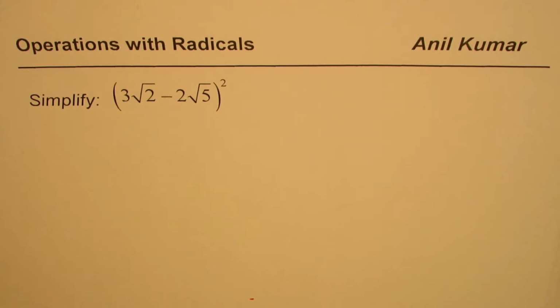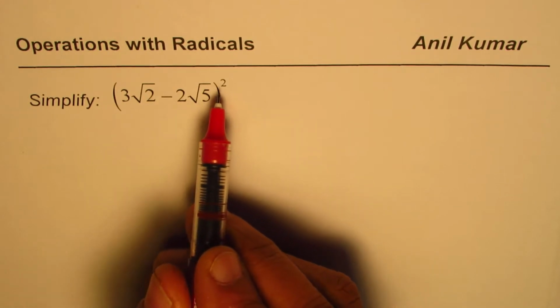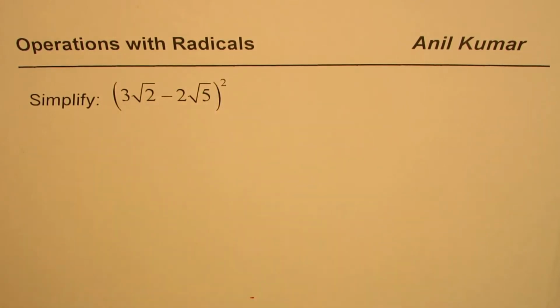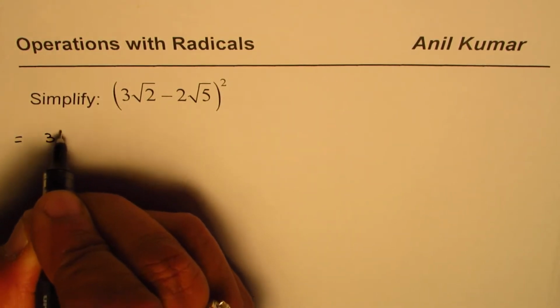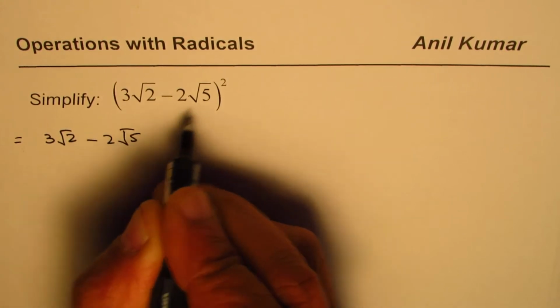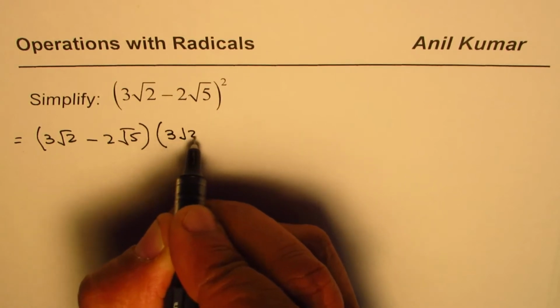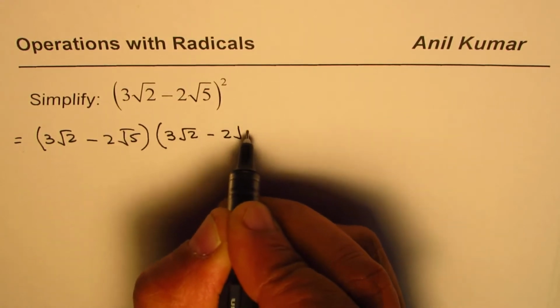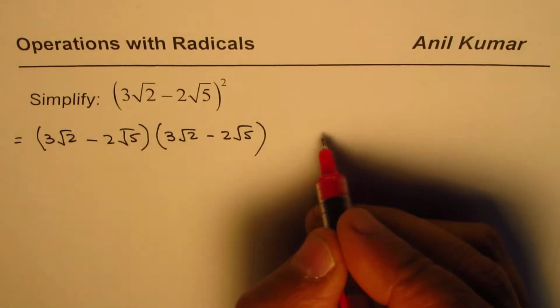The question here is: simplify (3√2 − 2√5) whole square. That really means I would write this as (3√2 − 2√5). Whole square means multiply by itself, right? So it could be (3√2 − 2√5)(3√2 − 2√5). Correct? So now we can apply the technique which you also know by the name FOIL.